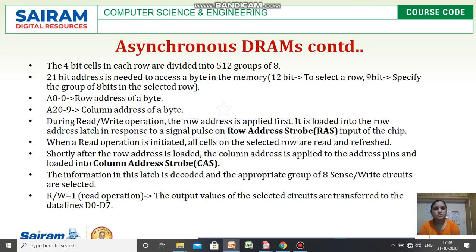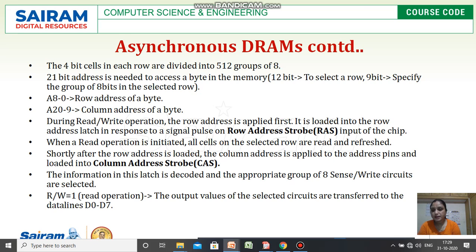During a read or write operation, the row address is applied first. It is loaded into the row address latch in response to a signal pulse on the row address strobe input of the chip. When a read operation is initiated, all cells on the selected row are read and refreshed. Shortly after the row address is loaded, the column address is applied to the address pins and loaded by the column address strobe. So there are two strobes, the row address strobe and the column address strobe, which are used to latch the address lines. The information in this latch is decoded and the appropriate group of 8 sense and write circuits is selected.